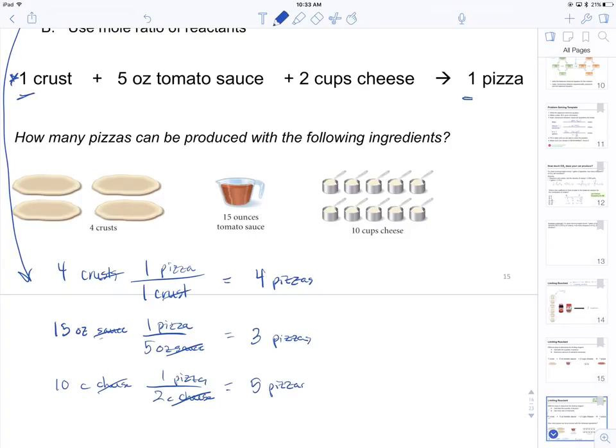Okay, so the limiting reactant will determine the amount of product that I can produce, and it will be the least amount of product, right? So the fact that I can only produce 3 pizzas with 15 ounces of sauce means that that is my limiting reactant. I will use up all of the sauce, I will have excess crust and excess cheese. So this is my limiting reactant. And from that, we have calculated what we call the theoretical yield. If everything goes as planned, I will end up with 3 pizzas.